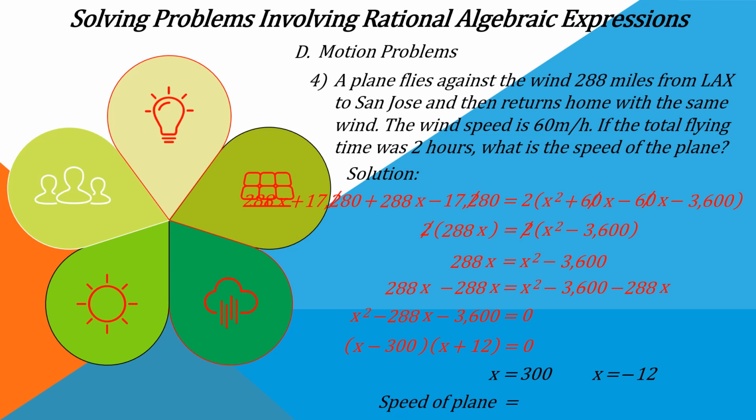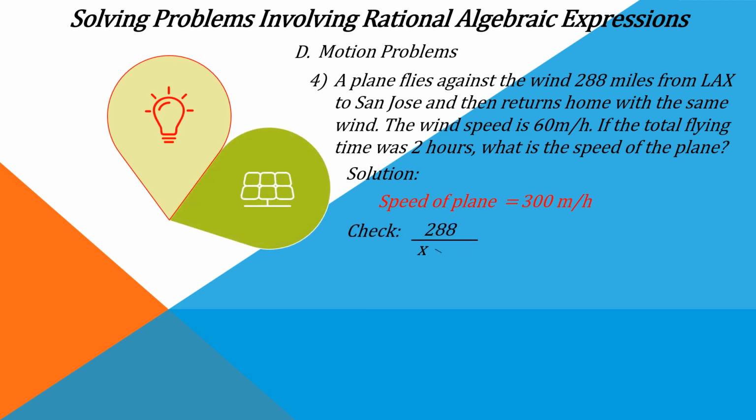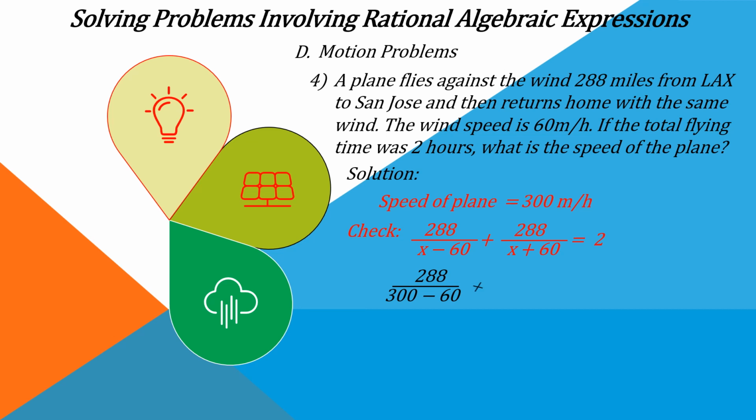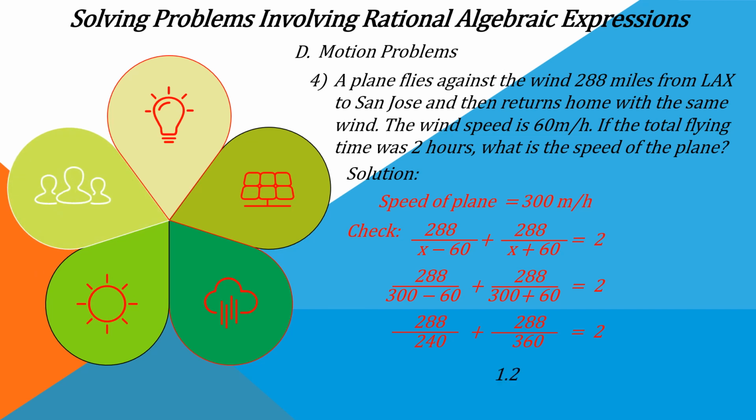But we will just use 300 as the speed of the plane. The speed of the plane is equal to 300 meters per hour. Let us check. 288 over x minus 60 plus 288 over x plus 60 is equal to 2. Substitute the value of x: 288 over 300 minus 60 plus 288 over 300 plus 60 is equal to 2. We have 288 over 240 plus 288 over 360 is equal to 2. We have 1.2 plus 0.8 is equal to 2, or 2 is equal to 2. Therefore, our answer of 300 meters per hour for the speed of the plane is correct.